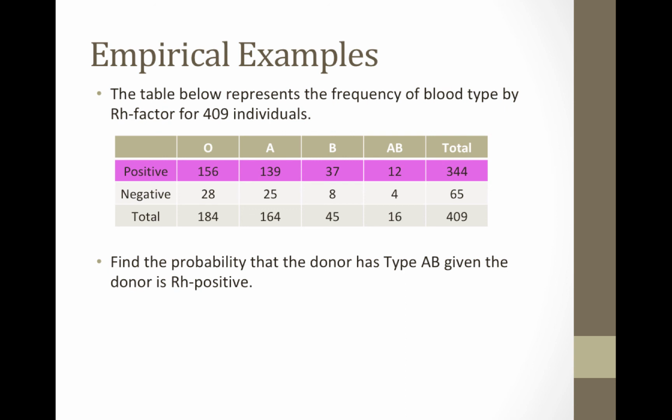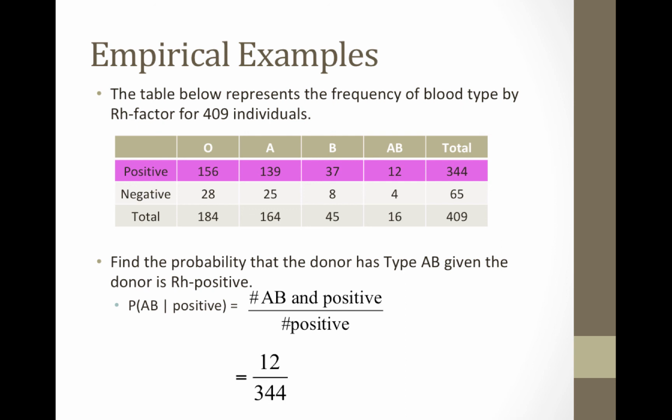All right, so we're going to make our probability from that row only. So we look at our AB total and we look at our subtotal on positive, to get our final probability. So our numerator is the number of AB and positive, and we see there are 12 people there. And our denominator is the number positive. So we've got 12 over 344 as our final probability.